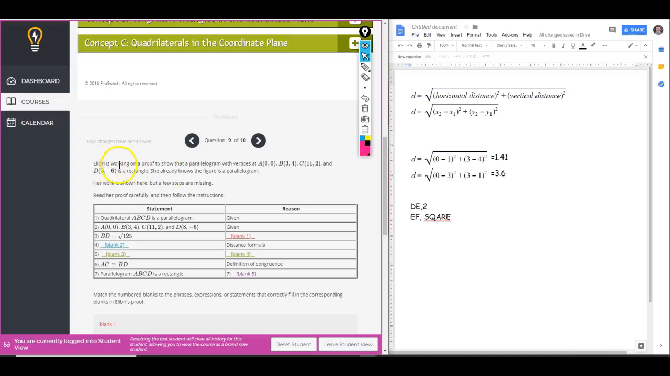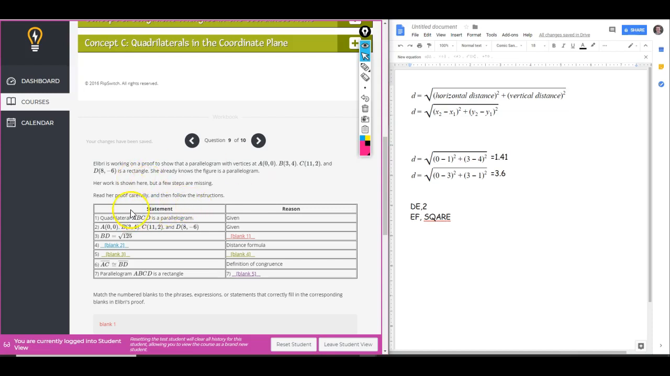Okay, Illibri is working on a proof to show that a parallelogram with vertices at A (0, 0), B (3, 4), point C located at (11, 2), and point D at (8, -6) is a rectangle. She already knows the figure is a parallelogram. Her work is shown here, but a few steps are missing. Read her proof carefully and then follow the instructions.